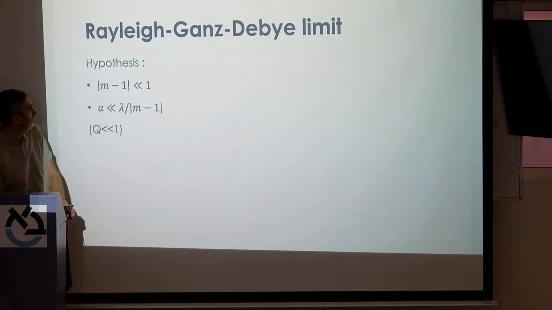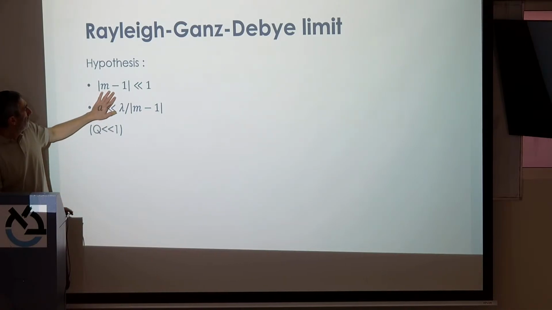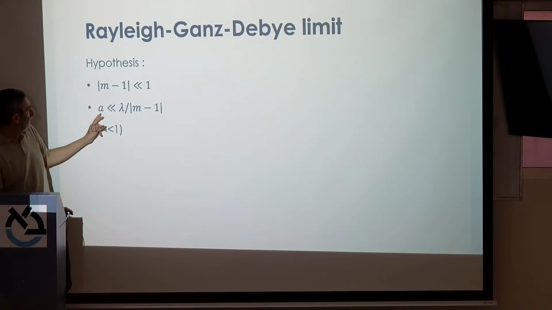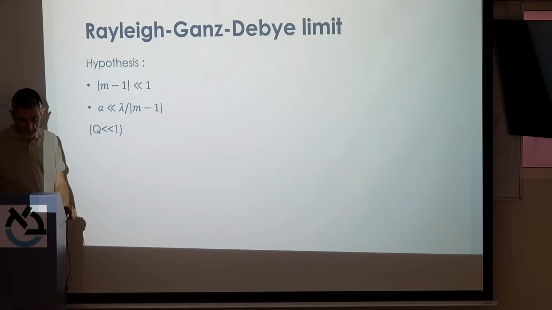So one approximation is the case of the Rayleigh-Gans-Debye. It's the same, Rayleigh limit or Gans approximation, which is mostly to say that the index contrast is small. Okay, so m minus 1, m is n1 over n0 if you remember. So the index contrast is close to 1, that the size of the scatterer is small compared to the wavelength inside the medium, and that the scattering is actually weak.